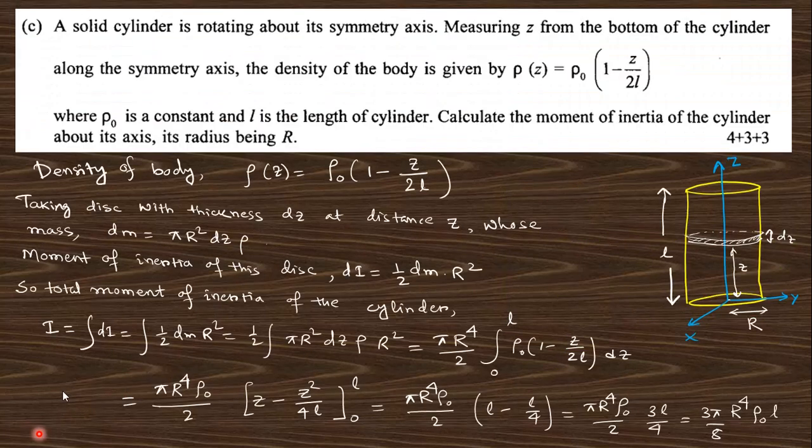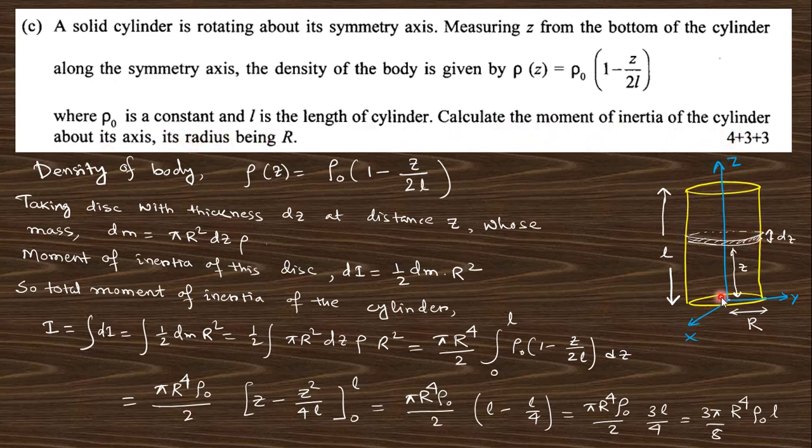Go to the next question. A cylinder of rotational symmetry with the z-axis measured from the bottom along this. So this is a cylinder where z is measured from the bottom, and the density rho of this cylinder is given as rho 0 times (1 minus z by 2L), where rho 0 is a constant and L is the length of the cylinder. Calculate the moment of inertia of the cylinder about this axis.